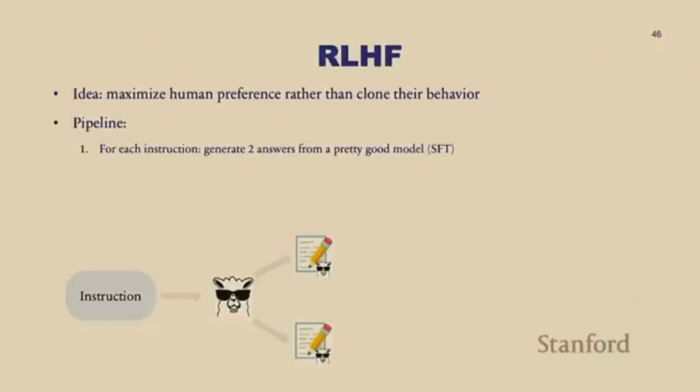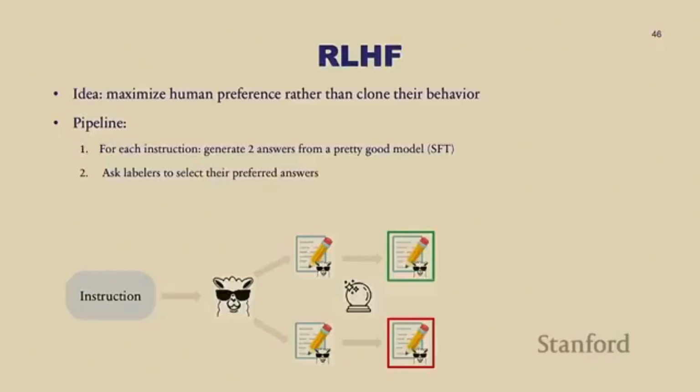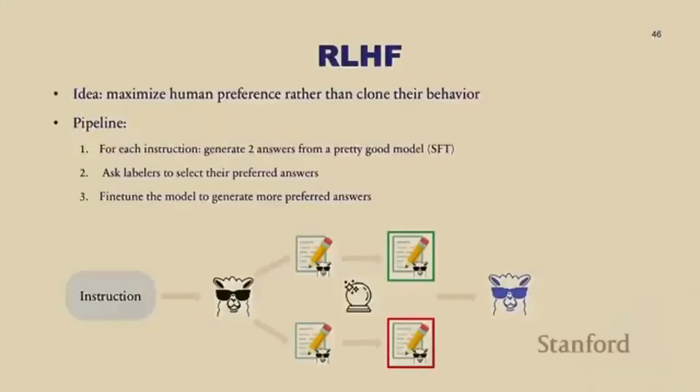You use an SFT fine-tuned LLM already to give pretty good answers. And then you ask labelers which of these two answers was better, so select the preferred one. And then with different types of algorithms, we're going to talk about the algorithms, you just fine-tune the model to generate more of the green thing than the red thing. So more of the good stuff. So now the question is how, and we're going to talk about that right now.